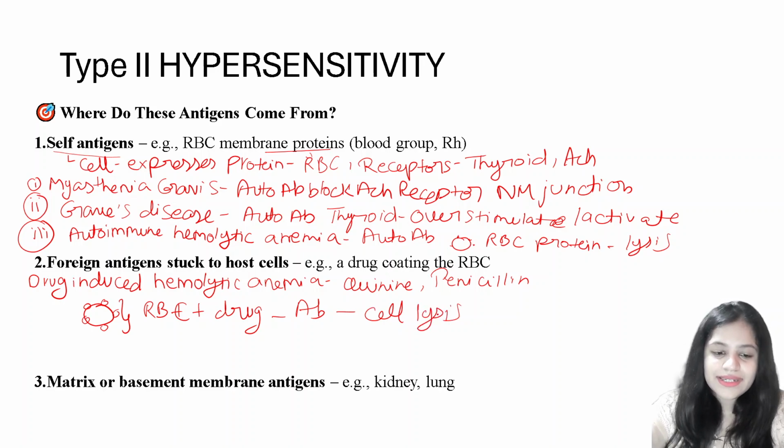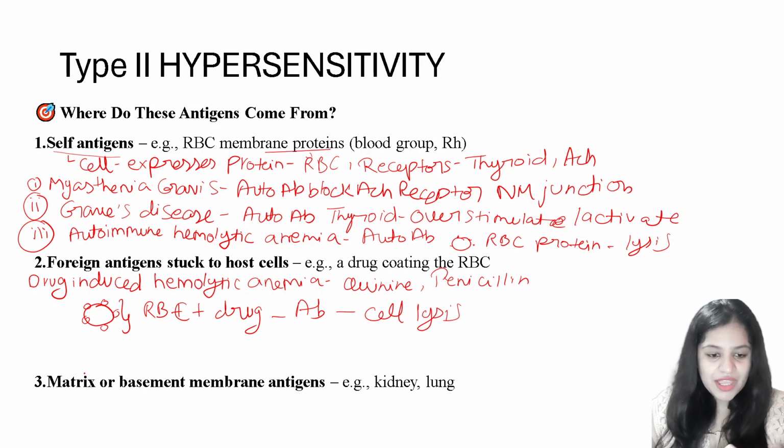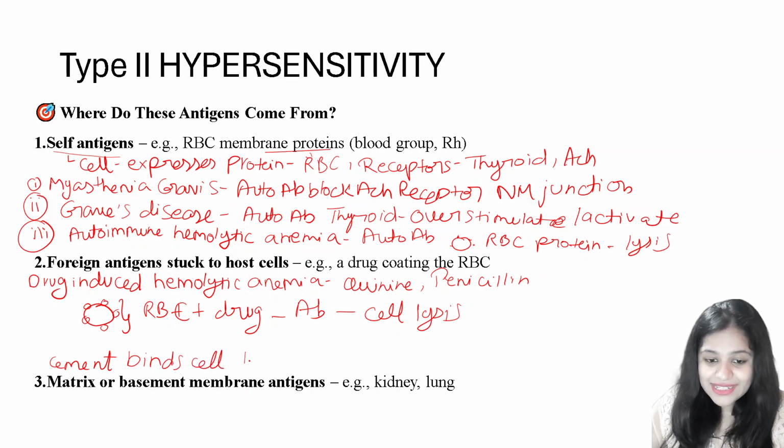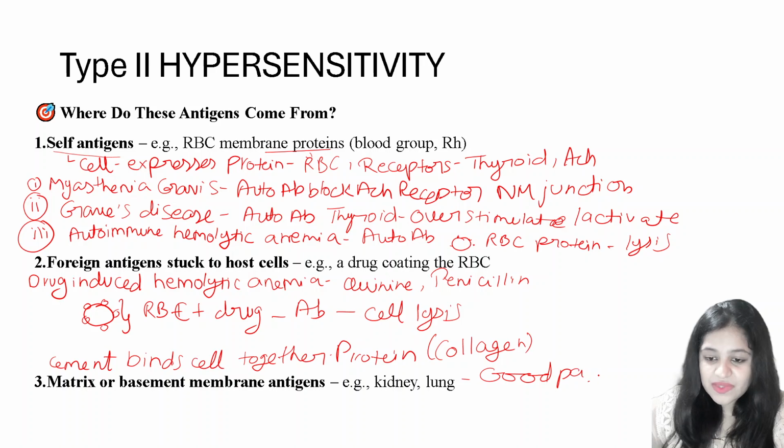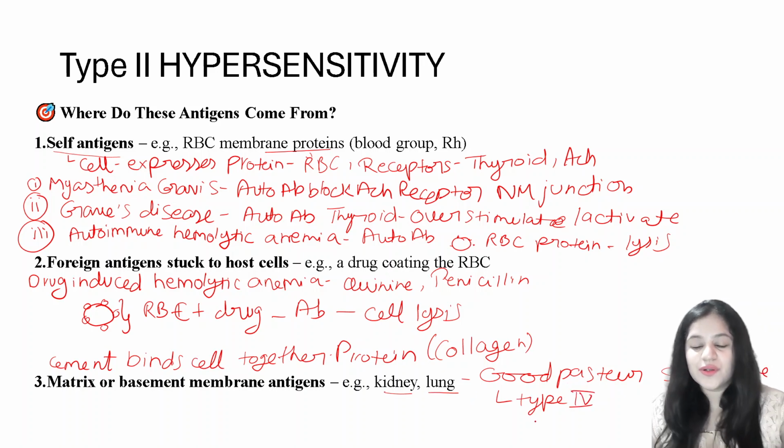Okay. Next is your matrix or basement membrane antigen. See, your matrix or basement membrane is like a cement which binds cells together. Now, what is this cement made of? It is made of protein known as collagen. Okay, so example of this is Goodpasture syndrome. In Goodpasture syndrome, type 4 collagen is affected, which is present in your lungs and kidney. So that causes type 2 hypersensitivity.